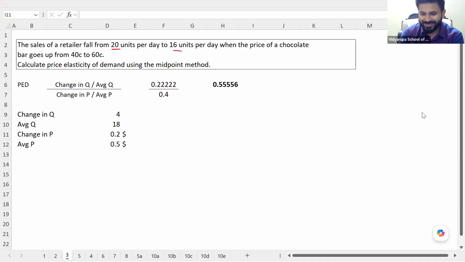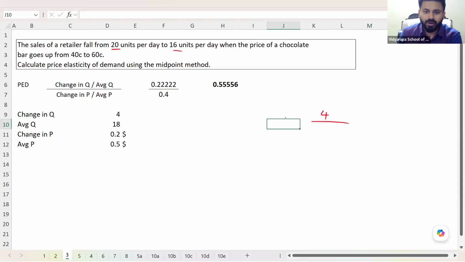Yeah, so what is a change? I would agree. You said 20 and 4, 16. So what is a change? 4. Do you agree? Do we agree on that? Thank you. So the change in quantity there is 4.